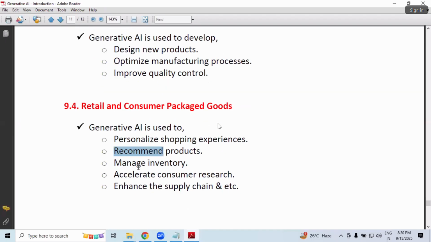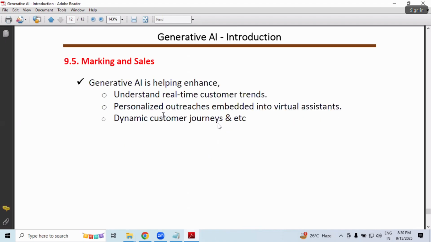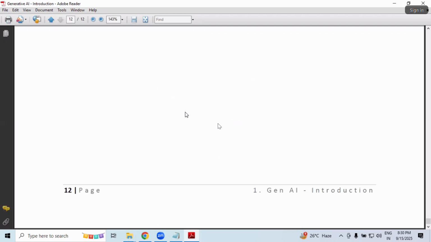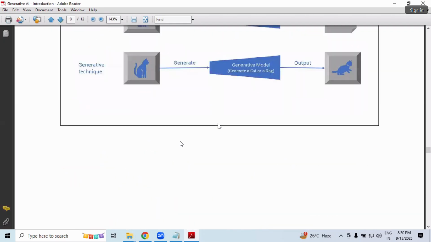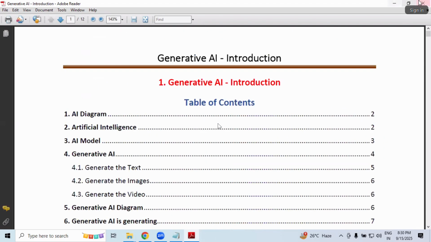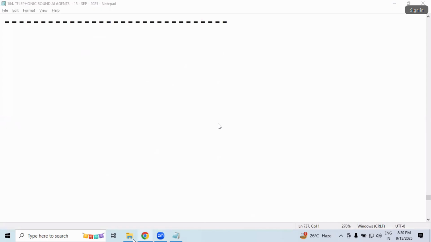Recommending products, managing inventory, accelerating customer research, enhancing the supply chain, marketing, sales. You need to walk through this total theory. This is about the simple journey introduction. I can quickly walk through the next one also.